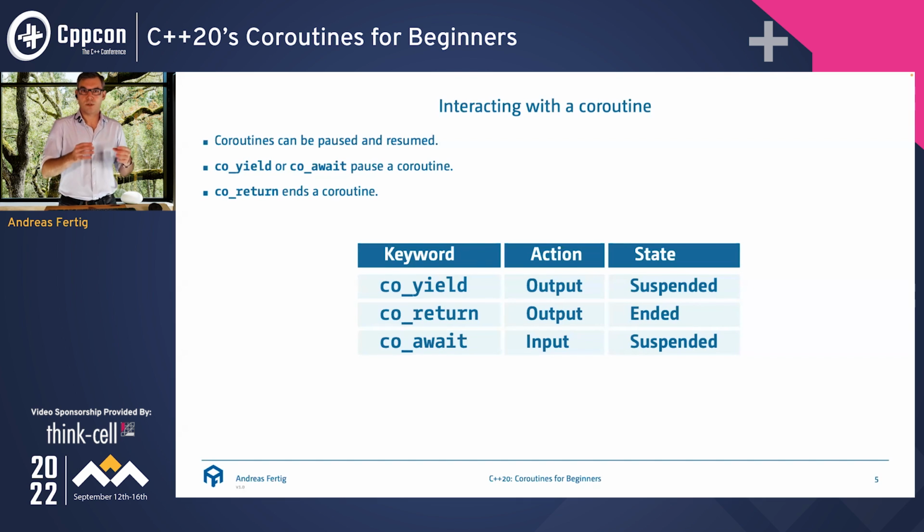Okay, so these are the three new keywords you got in C++. Because new keywords are hard to introduce, we have to live with the co_ prefix here, because a couple of these keywords were already used without the co_ in front of them, and we wouldn't want to risk breaking somebody's code at this point.